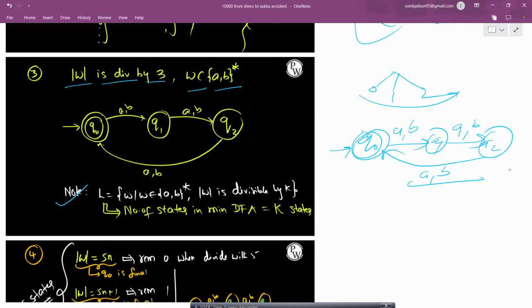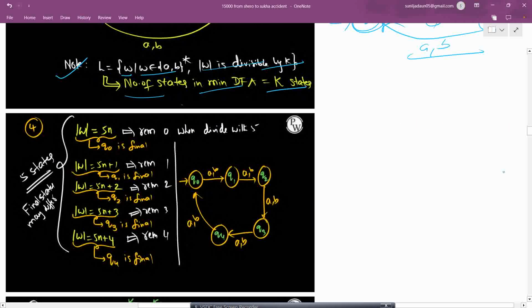In this case, note that if W belongs to {a, b}*, and the length of W is divisible by K, then the number of states in the minimum DFA is equal to K states. Alright, this is the case.